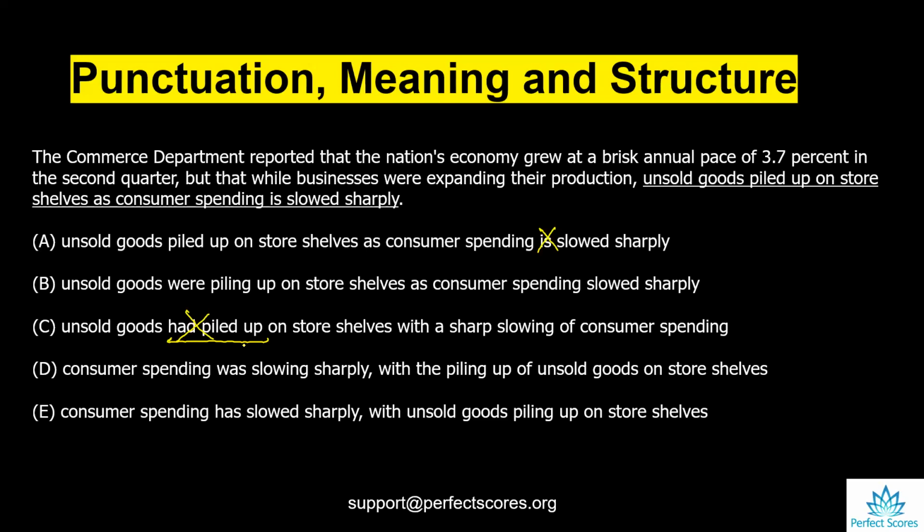I think it's incorrect. Okay, and why do you think it's incorrect? It's with the piling up of unsold goods. Okay, yes. And also, if you look at this sentence, another thing is this clearly has a split. You either start the options with unsold goods or you start with consumer spending. So you're talking about businesses expanding production. It makes more sense to begin with unsold goods were piling up, right? So C is definitely wrong.